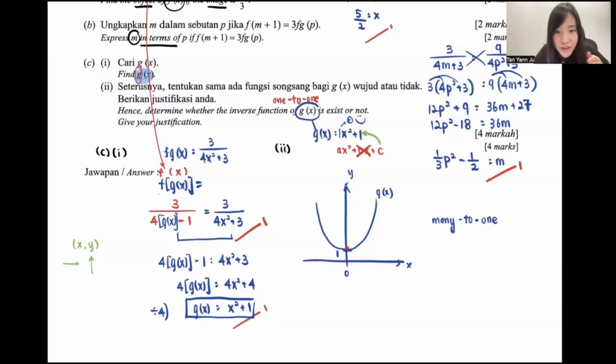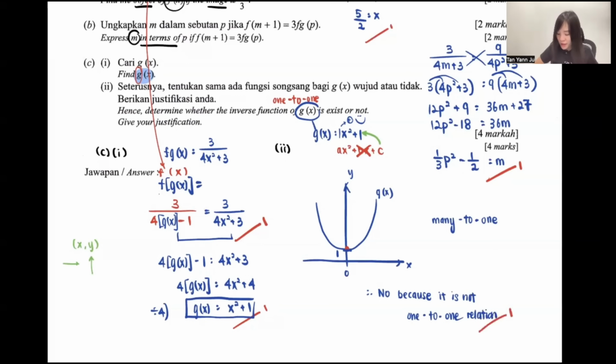So does it have an inverse function? No. So the answer is no. Then they say, give your justification. You can say, because it is a many to one function. Or be more specific, you should say, no, because it is not a one-to-one relation.